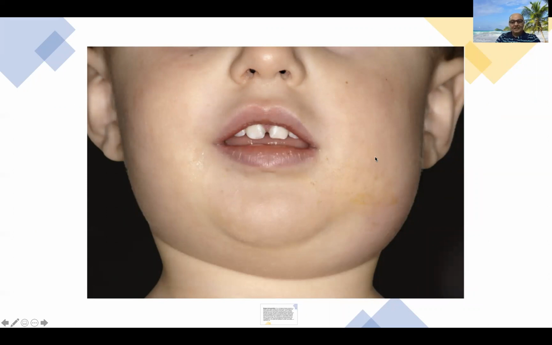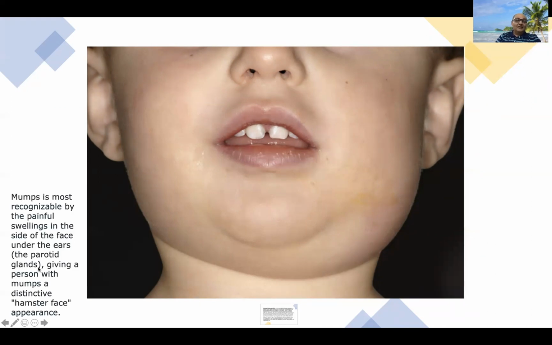Now, what are you looking at in this image? I know this is a child, a cute child, but does he show some anomaly, some abnormality to you? Yes, I can see that this part is swollen. It is a little bit red. So what is that? It's a really difficult condition. It's called mumps. It's also called hamster face appearance. This is really a bad condition.